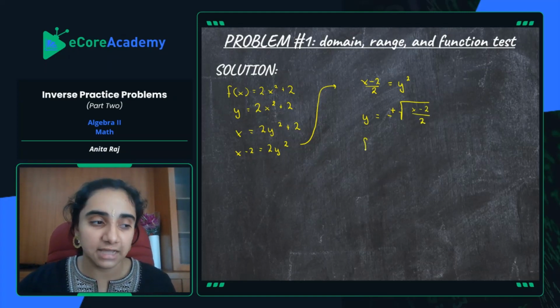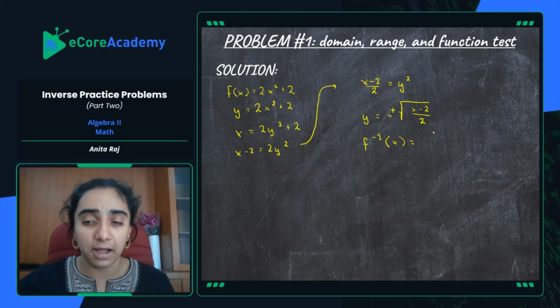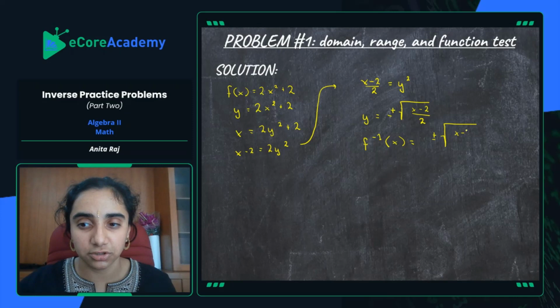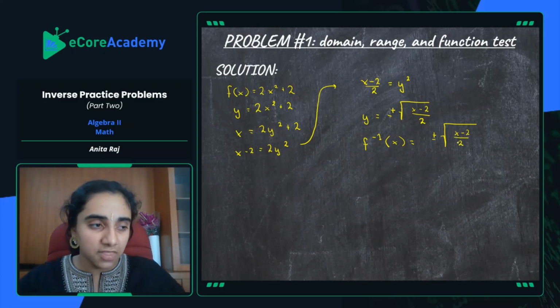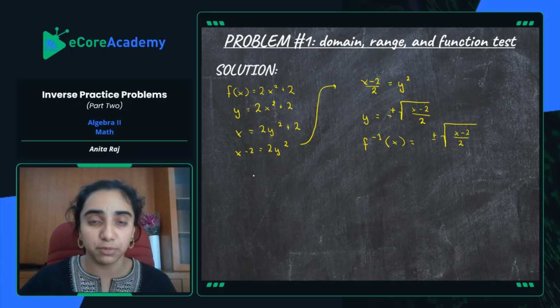We can rewrite this as an inverse function with inverse notation. So f to the power of negative 1 of x is equal to the positive or negative square root of x minus 2 over 2. So we found the inverse. That's probably the first part of this problem. Now we have to understand what the domain and range of both the function and its inverse are. So first, let's find the domain and range of the function f of x, which is 2x squared plus 2.